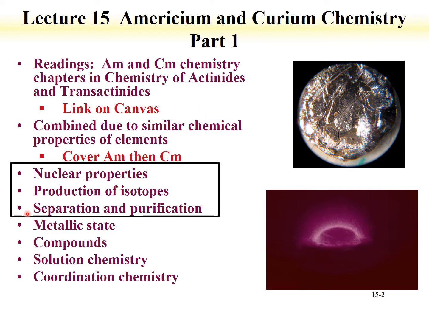We'll talk about the metallic state in part 2, compound solution chemistry, coordination chemistry, and then cover the same topics for curium, really focusing on the unique properties of curium, because there's overlap between the americium and the curium. And here we see metallic americium and curium, particularly with a short-lived isotope. This is a picture of the actual glowing from the short-lived isotope of curium, of a curium compound.